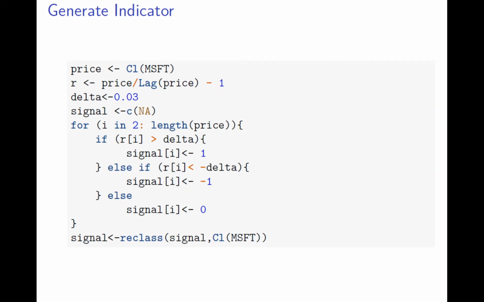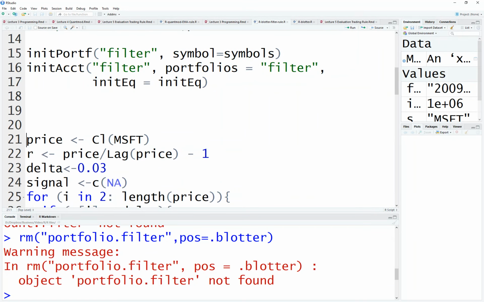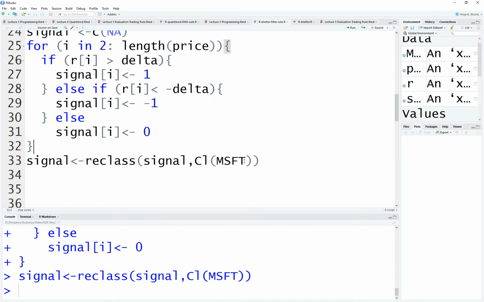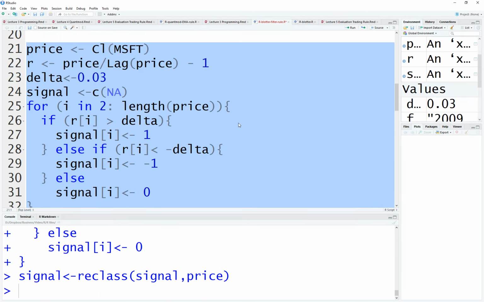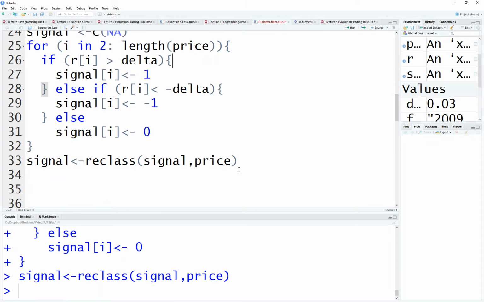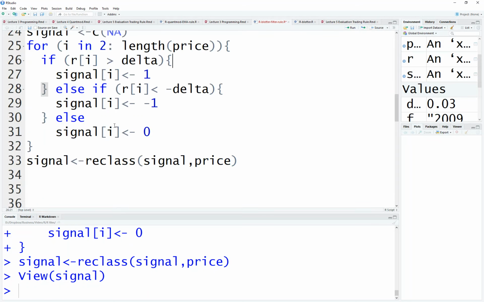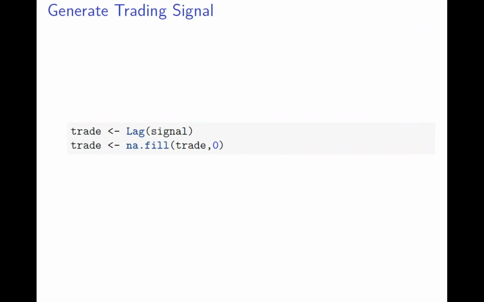And I put back the signal with the closing price, so we have the same timestamp. Actually, I can use price instead of this one. Okay, looks more natural. So just what we have. Then what we see is a bunch of signals with a timestamp. And what we need now is to make some trading signal.